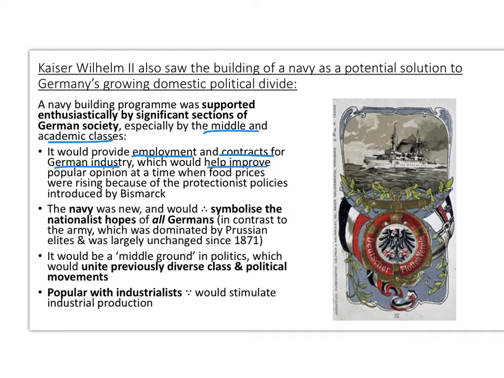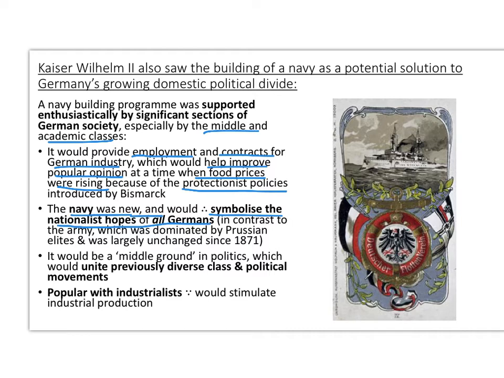That is bound to help improve popular opinion at a time when, remember, food prices were rising because of Bismarck's protectionist policies. And the other ambition that the Kaiser had is that the navy, because it was new and Germany had never really had a navy before, would become a sort of symbol of this new Germany, of we are a new country and a navy will symbolise the kind of hopes of the future, okay?